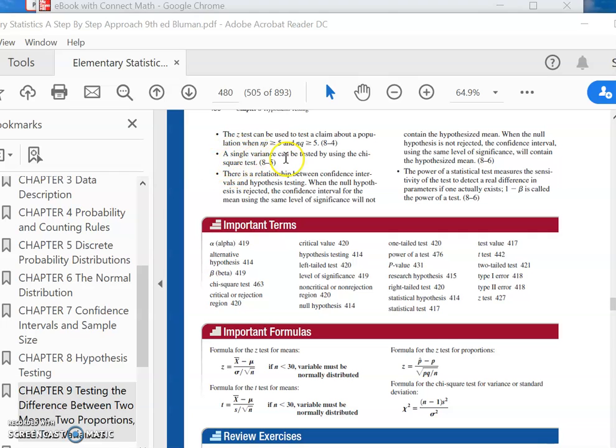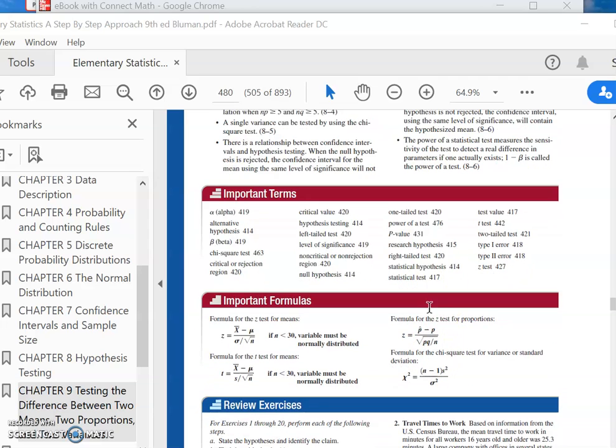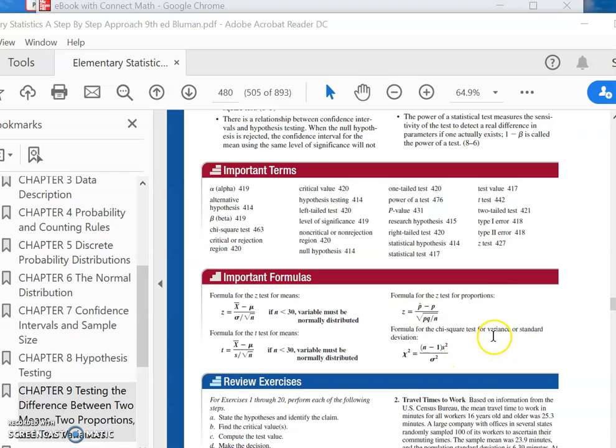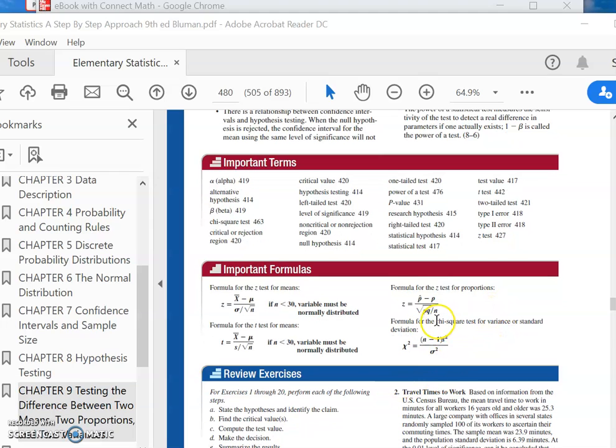So as the summary says, a single variance can be tested by using the chi-square test. So remember, in chapter 8, we're always talking about comparing a sample to the population. That's what it says right here about the variance. And here's the formula. When we were in chapter 8, we were comparing one single variance or standard deviation. We were comparing that to the population standard deviation, and here's the test that we used. So obviously I'm not going to go back and talk about that again, but I just want to compare and contrast. In chapter 8 we use the chi-square test, and we are comparing a sample variance to the population variance.